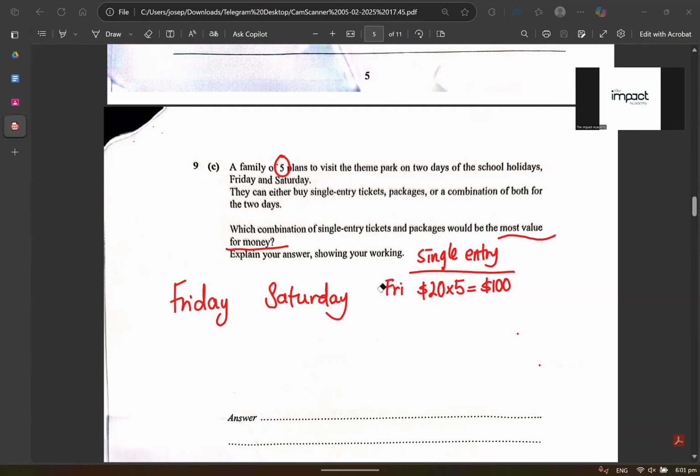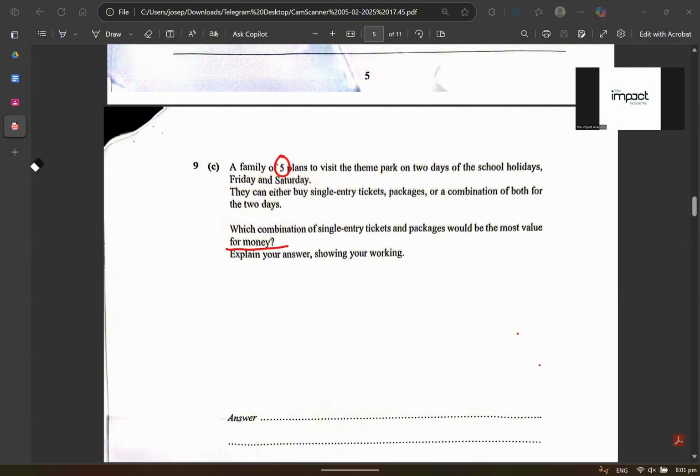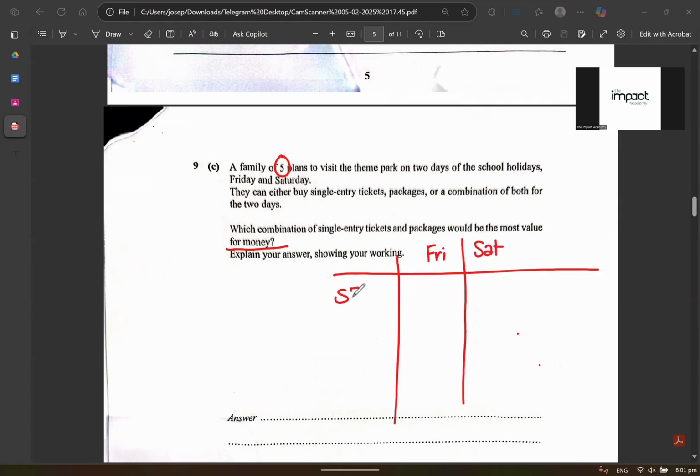Now, in fact, what I would prefer you to do is to list it down. What do I mean by that? You're going to write down Friday over here, and then you're gonna write down Saturday over here. True? Okay, then on this side, you're going to write down that this is the single entry ticket. I'll just put SET, can? What is going to happen is that we are going to have, like I said, $20 times 5 people in total, right? Okay, let me just extend the table.